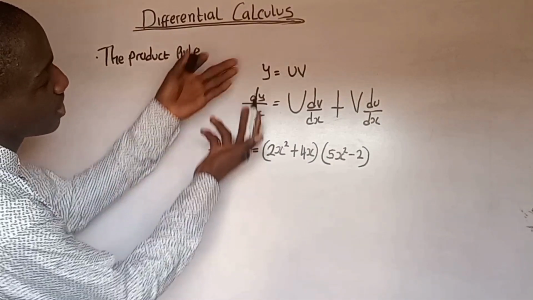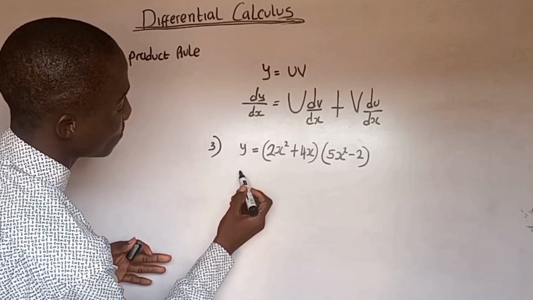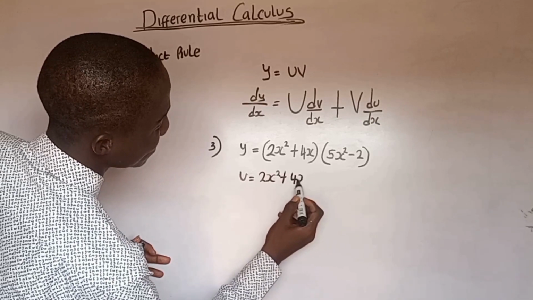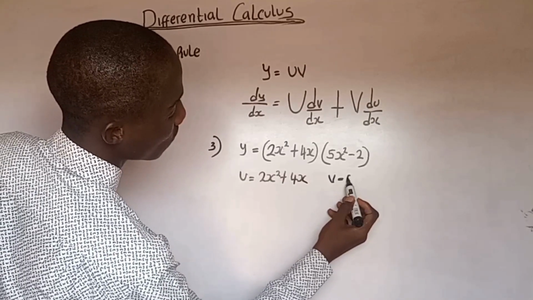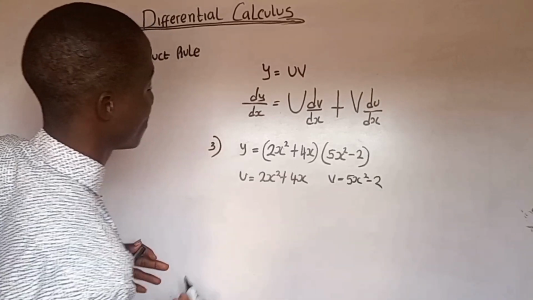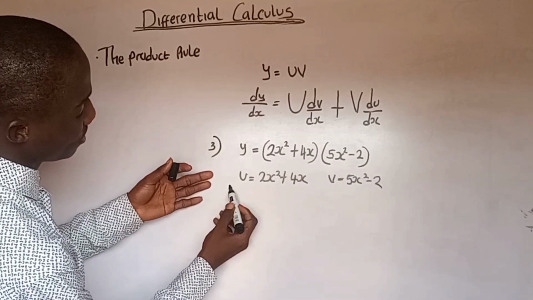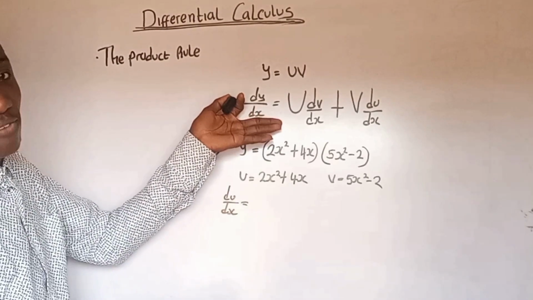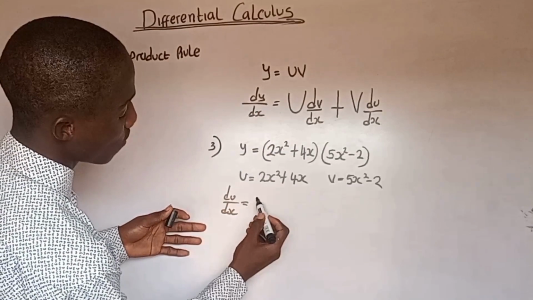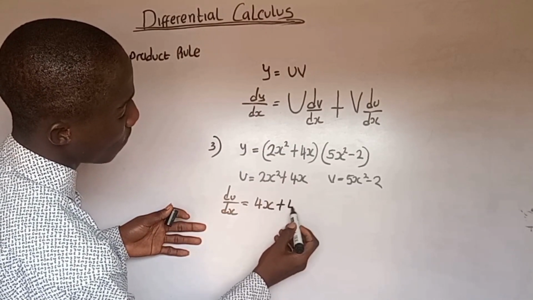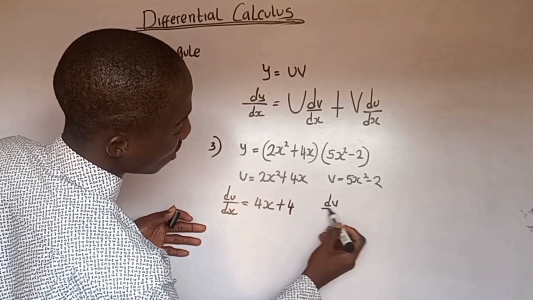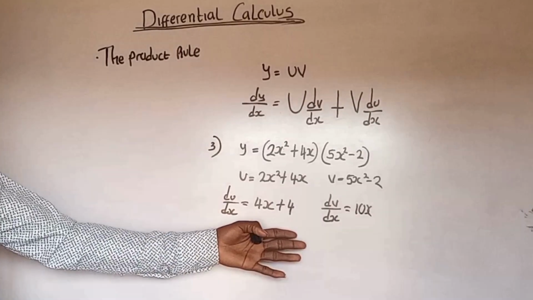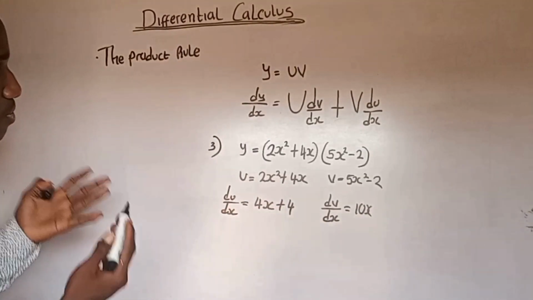The first thing is to identify the u and v. Comparing this function with the product rule form, I'm going to have u equals 2x squared plus 4x, while v equals 5x squared minus 2. We need du over dx and dv over dx, because this is required in the parameters of my formula. So du over dx is equal to 4x plus 4, while dv over dx is equal to 10x.